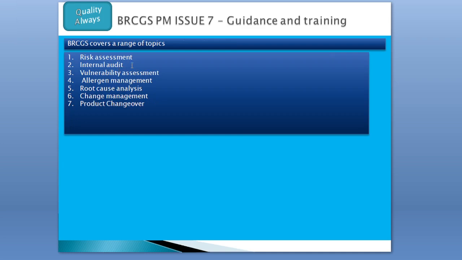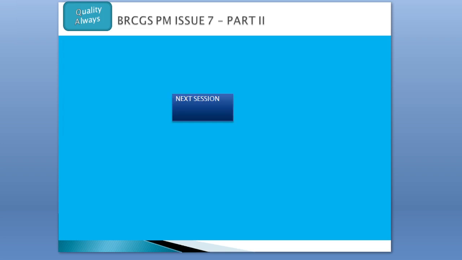It covers a range of topics like risk assessment. There are several guidelines: risk assessment, internal audit, vulnerability assessment, allergen management, root cause analysis, change management, and product changeover. So these are the guidelines and training options available on the BRCGS portal. So this is the end of this session, and we have covered the first part of the standard.